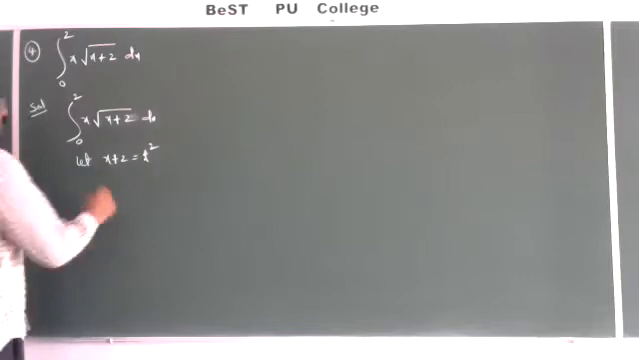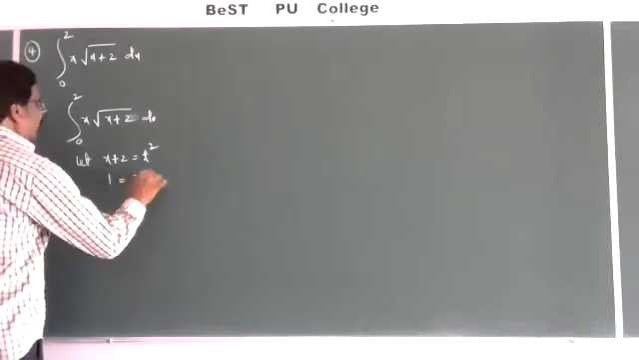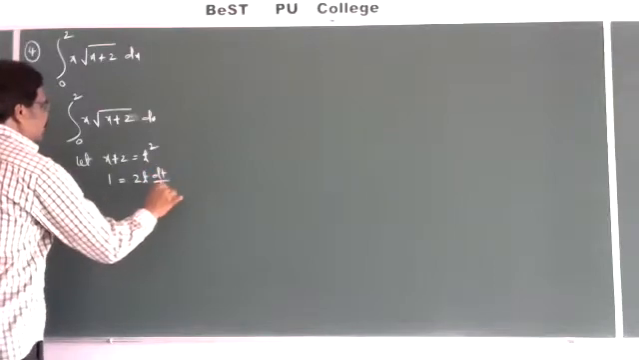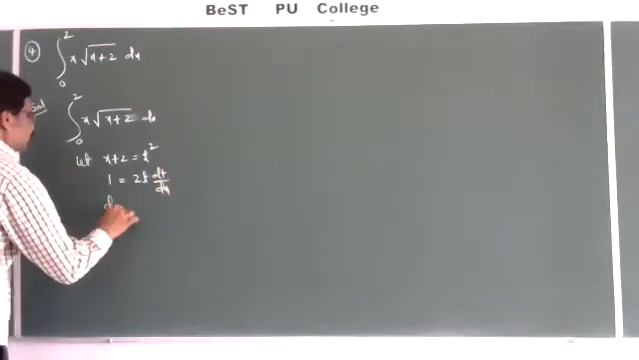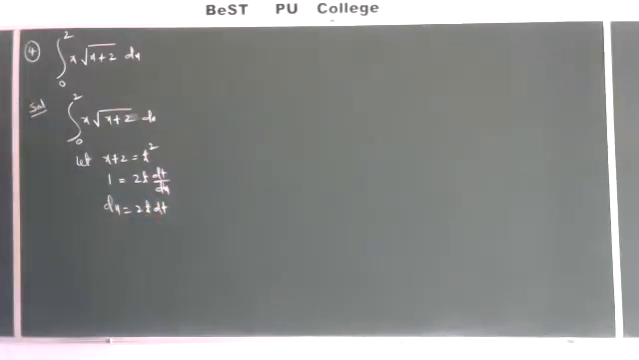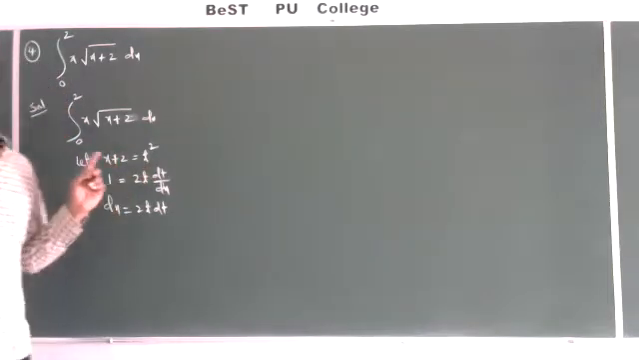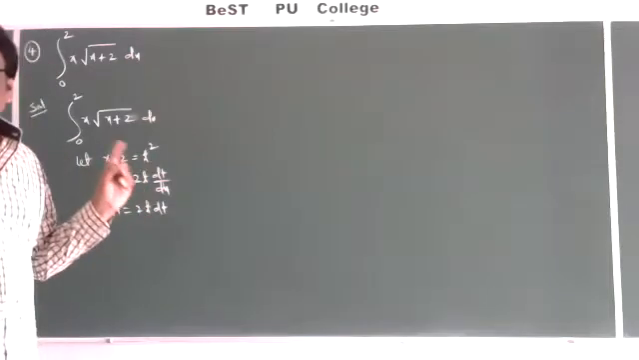Differentiating both sides with respect to x, derivative 1 is equal to 2t into dt by dx. So dx is equal to 2t dt. So here the variable changes from x to t, so the limits also change from x to t.